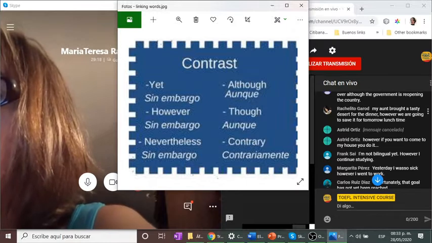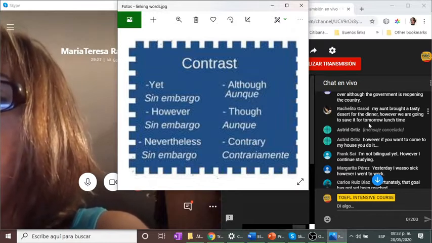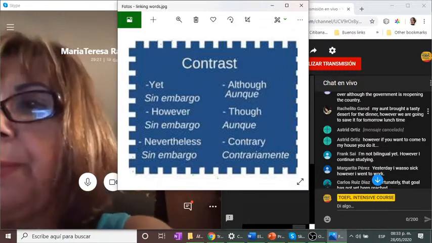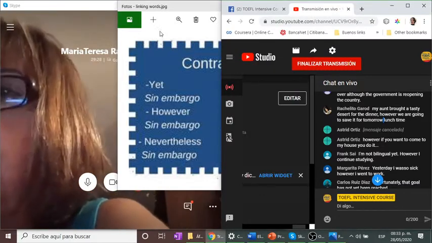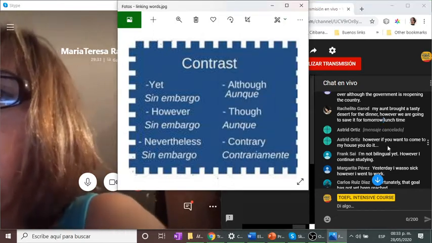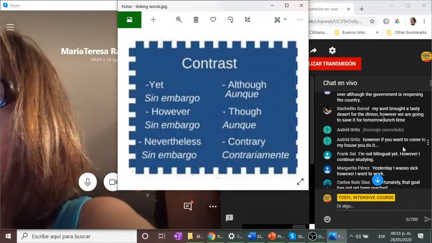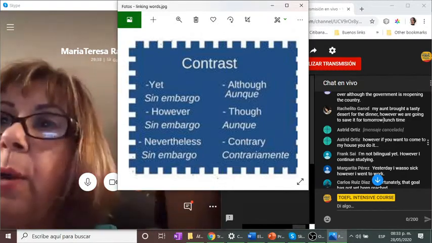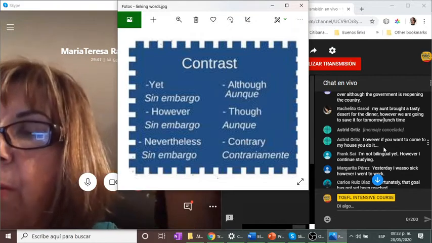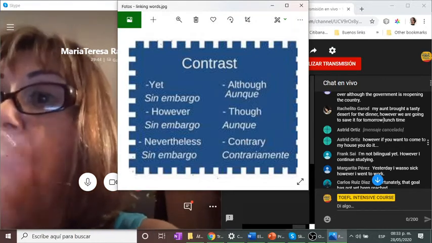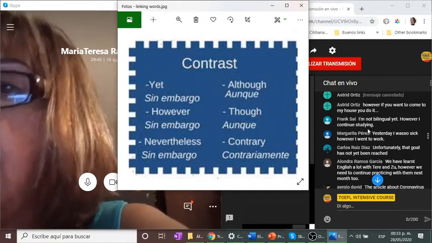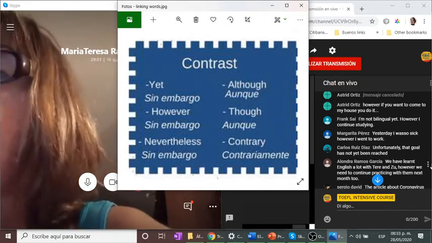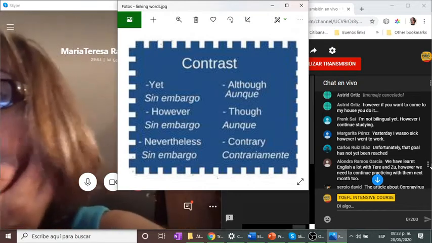My aunt bought a tasty dessert for dinner. Take away the. However, we are going to save it for tomorrow's lunch. Tomorrow's lunch? Yep. Okay. Yes. All right. However, if you want to come to my house, you do it. No, you have to put something before however. Okay. Before or after, right? Yeah, before however. So I am going to be busy tomorrow. However, if you want to come to my house, you can do it. All right? Or you can come.